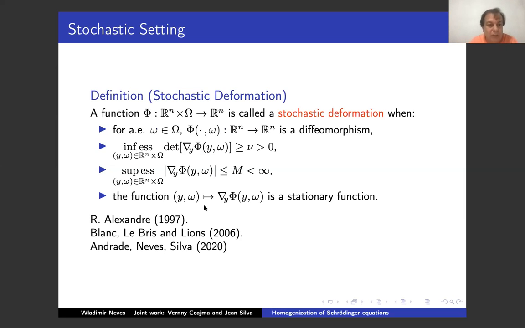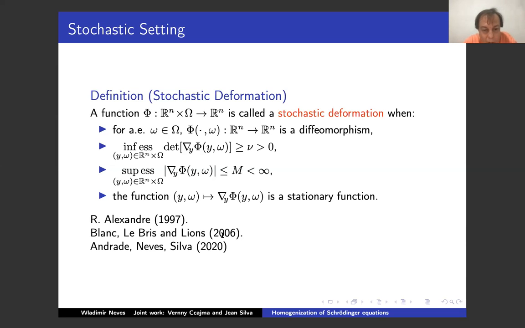So we introduce the definition of stochastic deformation. This was introduced by Alexandre in 1997 in the deterministic setting. Alexandre had been working with the homogenization of periodic structures, somehow deformed by this deformation.